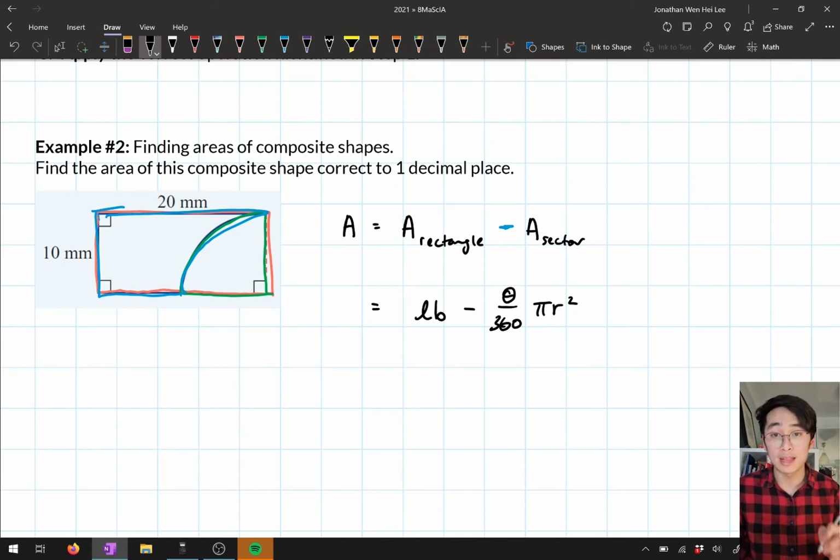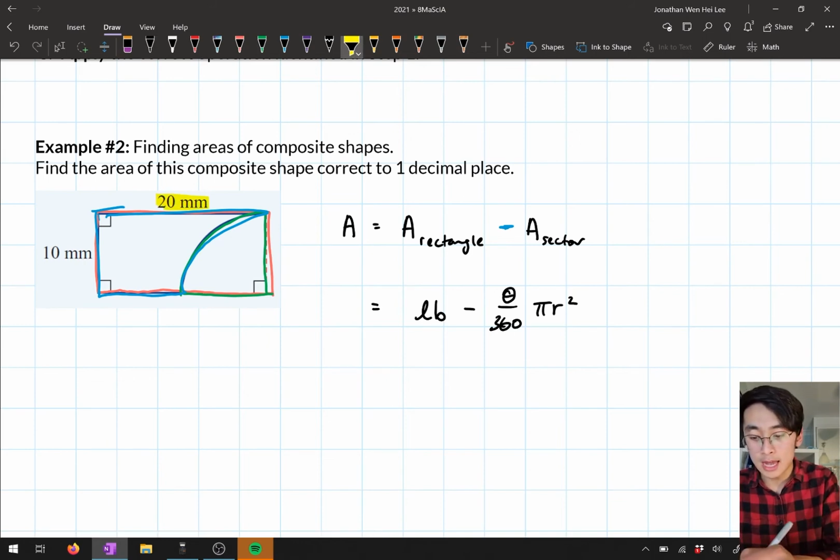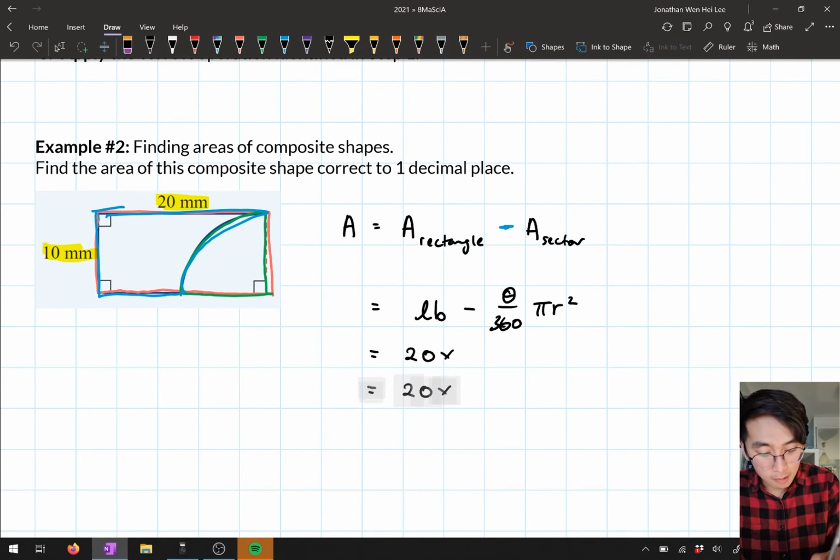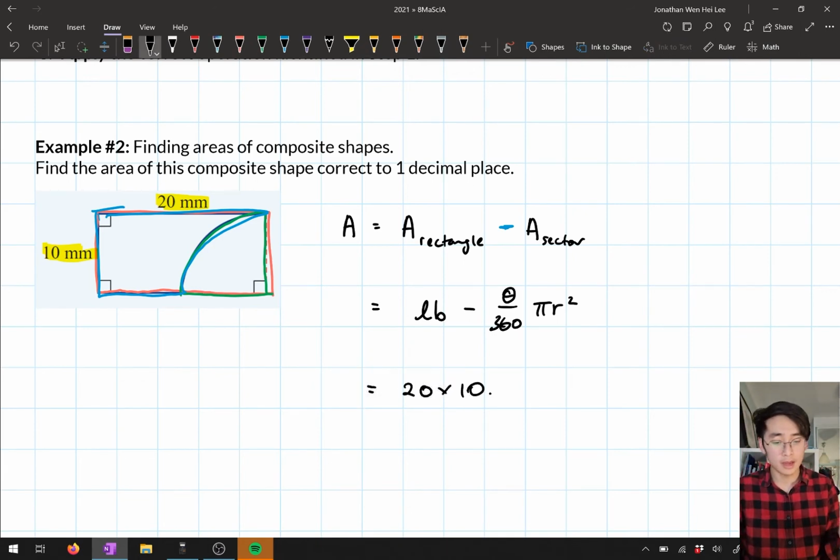Okay, so now that we've done that, we need to find the parts in these formulas. So let's start off with the rectangle. We need to find L and B. Now, L and B are the length and the breadth of the rectangle. If you have a look at the shapes, we've got 20 millimeters and 10 millimeters. So those are going to be my two measurements for my rectangle. For my rectangle, to find the area of that, it's 20 times 10. Okay, cool. And then from there, I'm going to need to subtract the area of my sector.